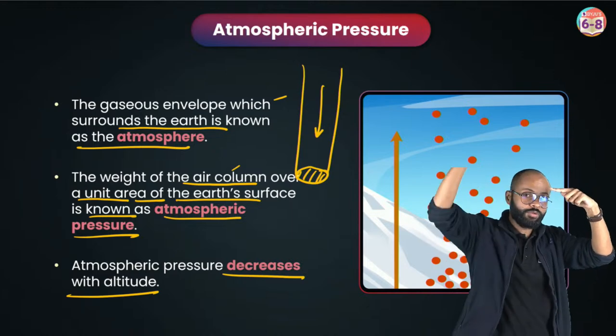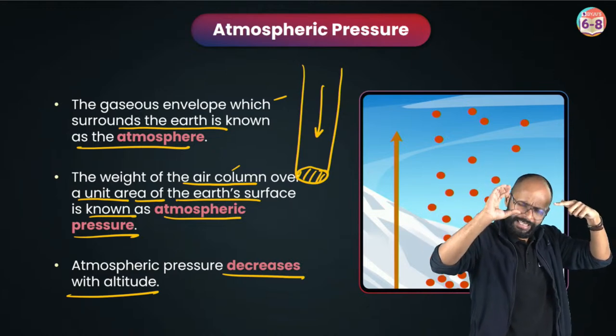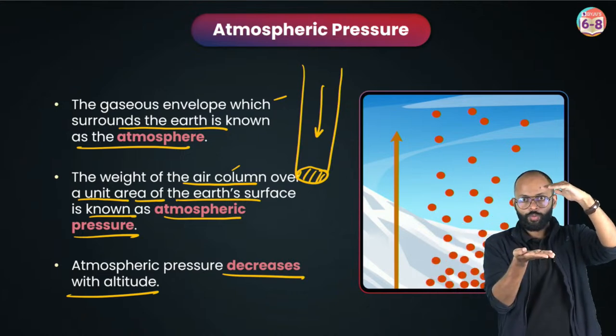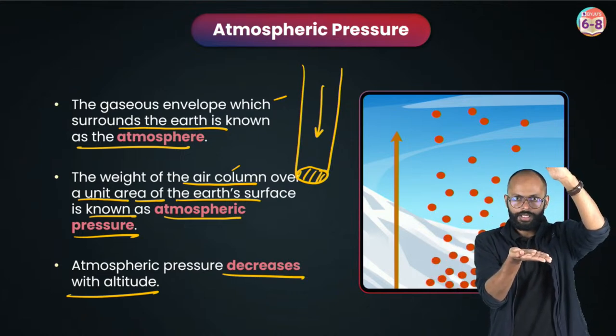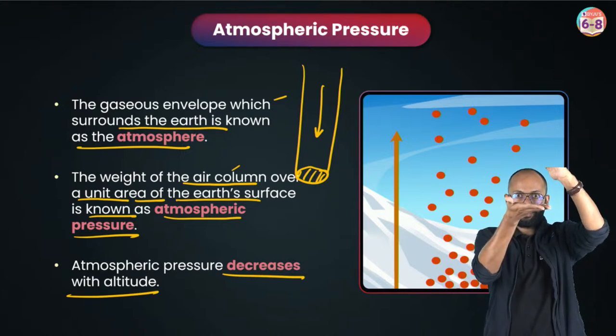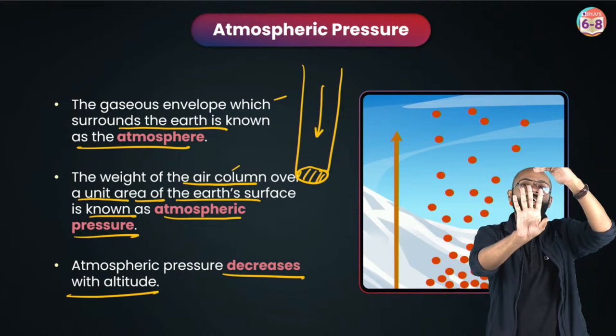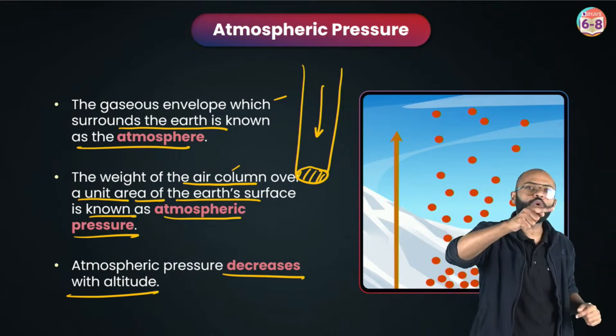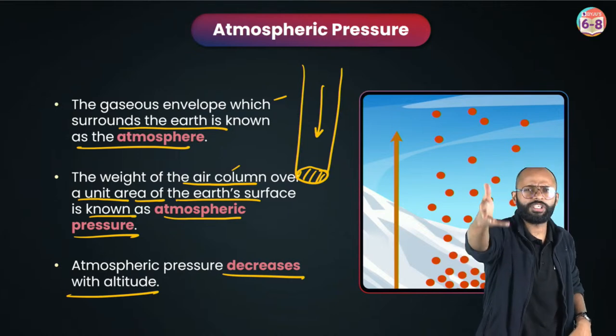If you go high, think about it, the air above you is now less. There is less air above you now. Why? Because you are at a height. If this is the total height and you are at the bottom, pressure is maximum. If you move over here, now pressure is less. Basically, you went to a height. If you go to a height, atmospheric pressure decreases.